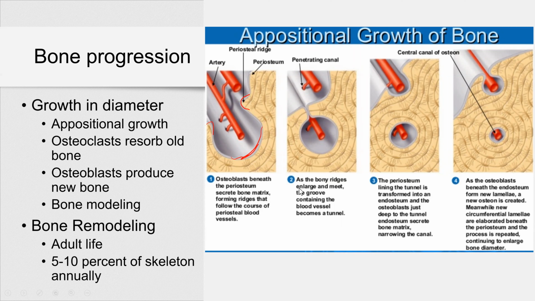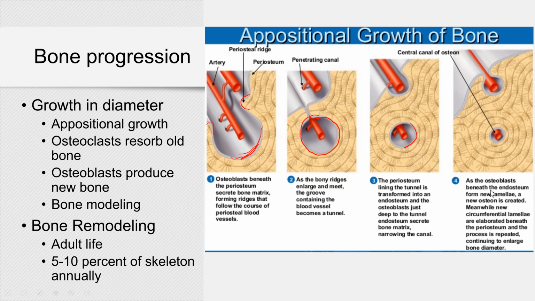As the bony ridges enlarge and meet, this groove becomes a tunnel. So now we have a tunnel containing blood vessels. Now, the periosteum inside the tunnel, remember, it was our periosteum. Now it's transformed into endosteum, and osteoblasts deep to this tunnel secrete bony matrix, narrowing this canal. You see how it became narrower, and it became our central canal, right?